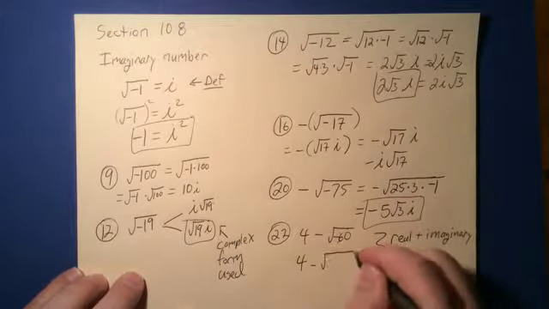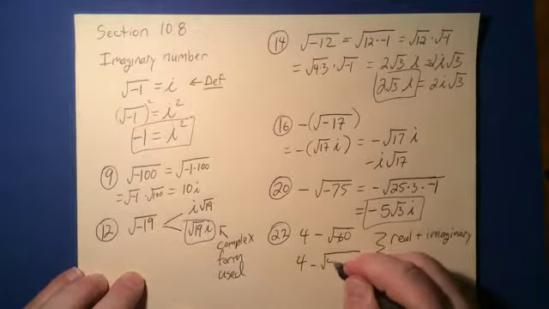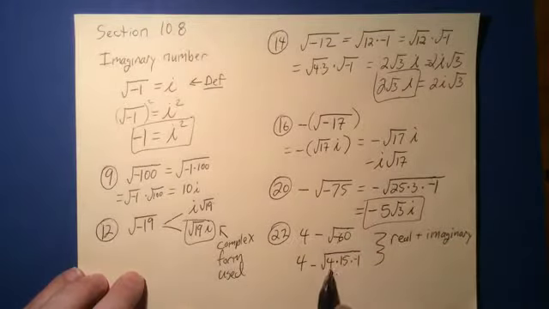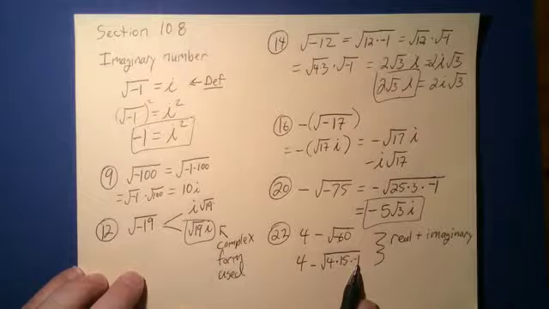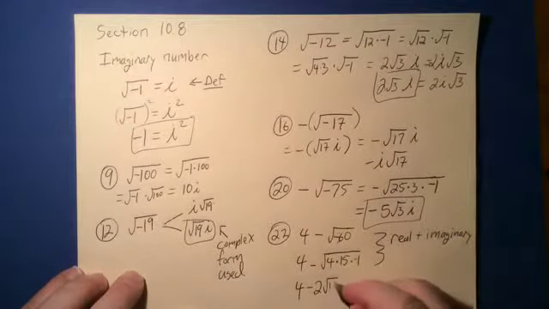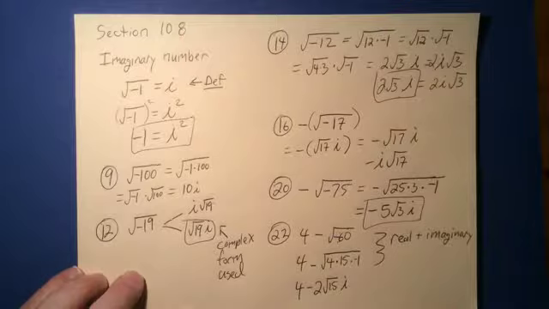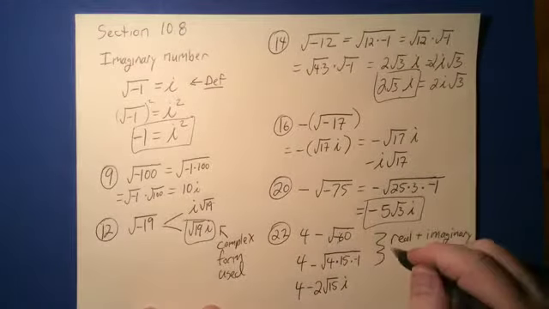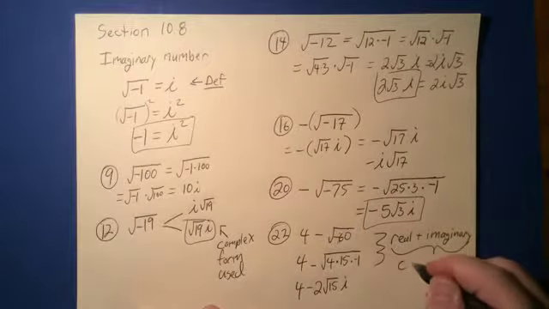So I'm going to write this as 4 times 15 times negative 1. I know the 4 will come out as 2. I know the negative 1 is going to come out as i. And 15 is not going to come out of this at all. So this is going to be 4 minus 2 radical 15, and that's going to be i. So here we have a real number plus an imaginary number. So when we have a real plus an imaginary, this is what we regard as a complex number.